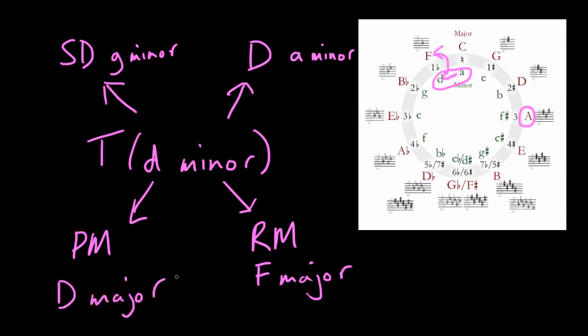So there we go. That is just a quick example of finding some related keys to a minor key. Why not have a go and see if you can find the related keys for a different minor key yourself.